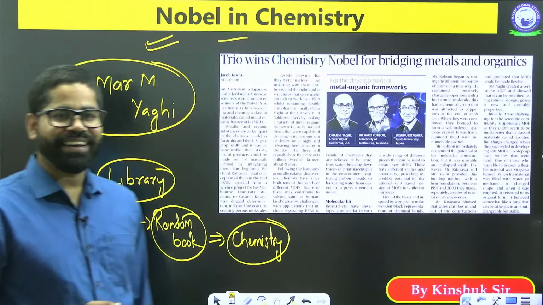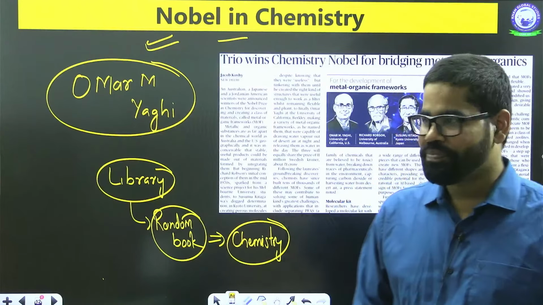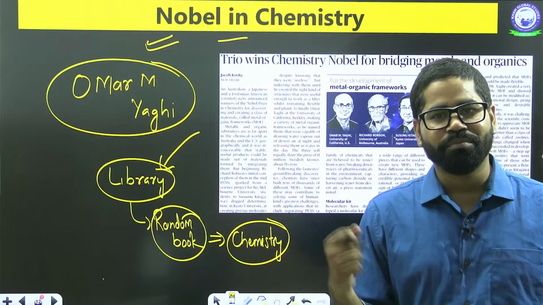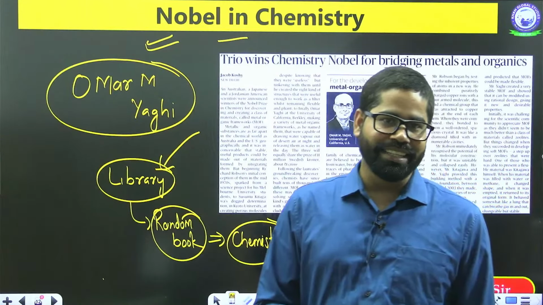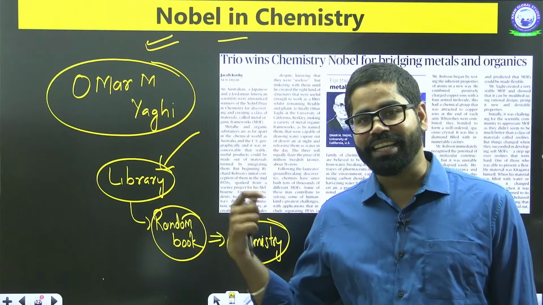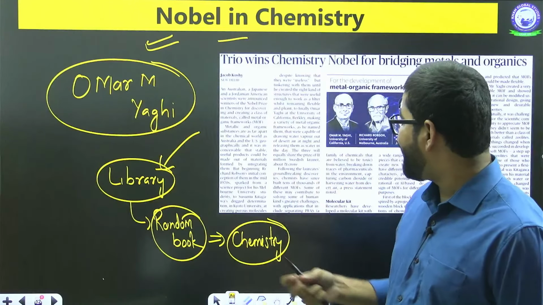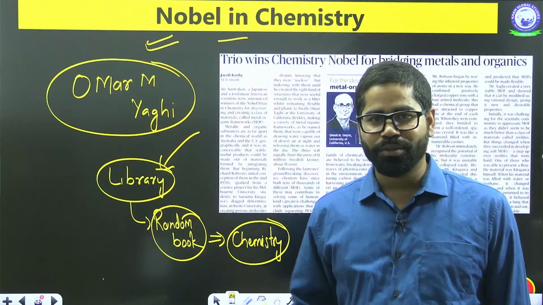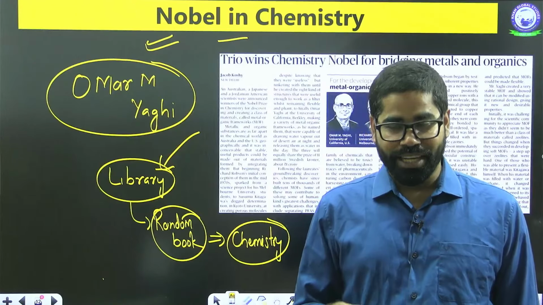So Omar M. Yaghi was this one person. He went to the library and chose a random book. The book supposedly was of chemistry. He started reading it and got so interested that he started thinking about so many things in chemistry, and now we can see that he has got the Nobel Prize in chemistry. Sometimes you should also try to go to the library, or if you see any book, try to pick it up and study it.